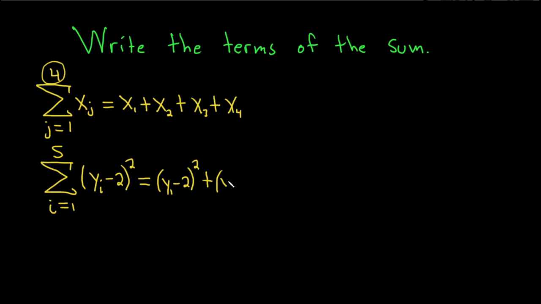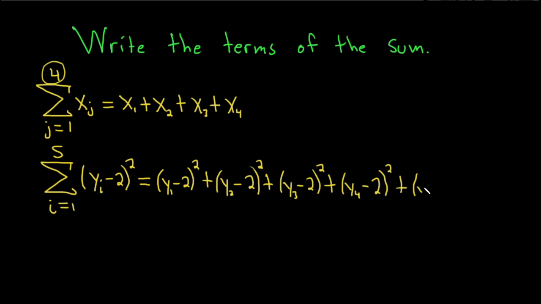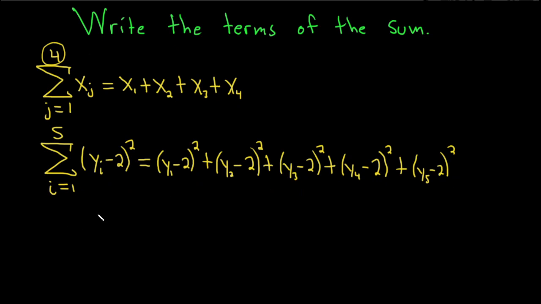Then we go to the next one, (y sub 2 minus 2) squared. And we're still not done because we're not at 5, so we have to keep going, so plus (y sub 3 minus 2) squared plus (y sub 4 minus 2) squared, very easy to mess up, plus, and then the last one would be (y sub 5 minus 2), and that would be squared. And that would be it. We stop at 5, so pretty simple. A little bit harder though, the notation takes some getting used to.